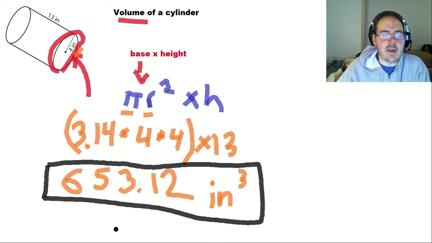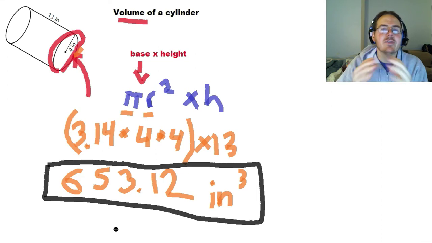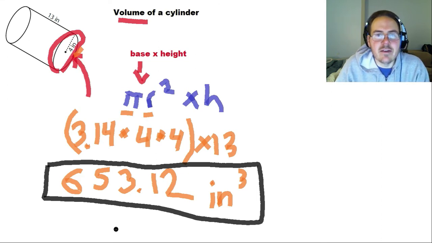And of course, if I rounded it, it would be 653 and 1/10, but I'll leave it as is for now. So that's all you have to do to find the volume of the cylinder. You find the area of the base, which is a circle, and multiply it times the height. And that gives you the volume, the total capacity of the shape.